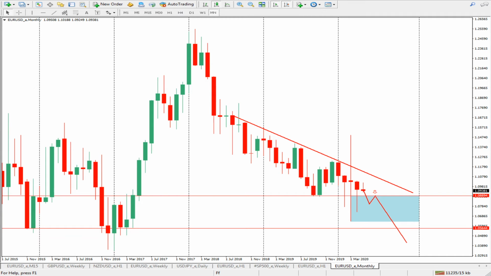So we'll move forward to the next symbol. Let's see what we have. GBP USD. Look at the monthly chart.